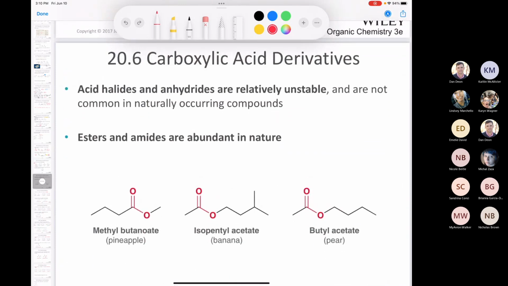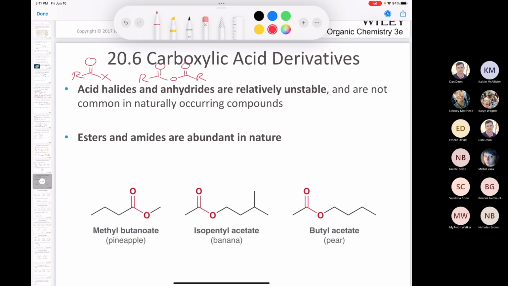It says that acid halides, the ones where you had a halogen, and anhydrides, the ones where you have an oxygen and another carbonyl bound to it, are relatively unstable. And we don't tend to find acid halides or anhydrides in common naturally occurring compounds. However, esters and amides are everywhere in nature. If you've ever looked at that list of marketed pharmaceuticals that I showed you one day, you'll find amides in piles of compounds, and esters as well.